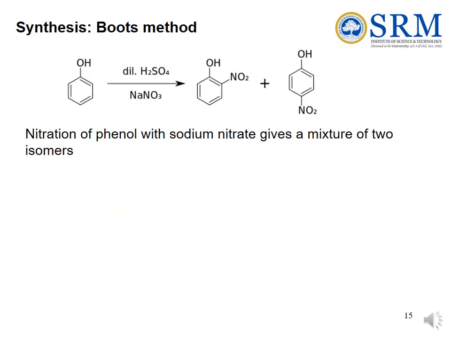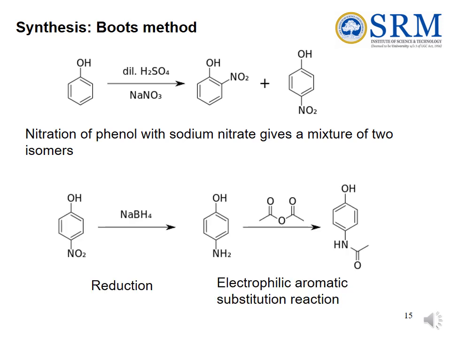Synthesis of paracetamol starting from phenol is presented in this slide. This method involves nitration of phenol with sodium nitrate, giving rise to a mixture of two isomers, namely 2-nitrophenol and 4-nitrophenol. From this mixture, 4-nitrophenol can be easily separated by steam distillation. Thereafter, 4-nitrophenol is reduced to form 4-aminophenol using sodium borohydride. Finally, the amine is acetylated with acetic anhydride, giving rise to acetaminophen.